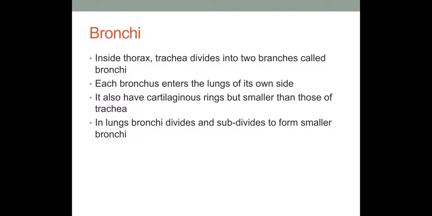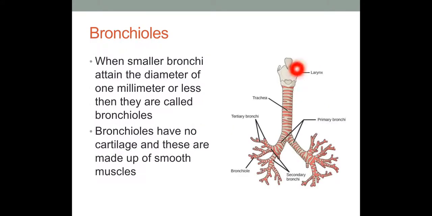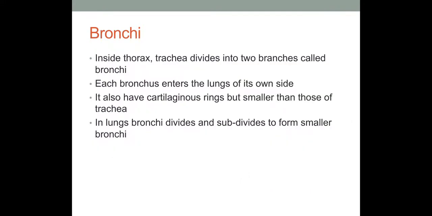Then the trachea divides and forms two branches, and these branches are termed bronchi. As you can see in the diagram, this is the larynx, and this tube-like structure which has white cartilaginous rings is called the trachea. Then the trachea divides and forms two branches, called bronchi, and each bronchus enters the lung of its own side.